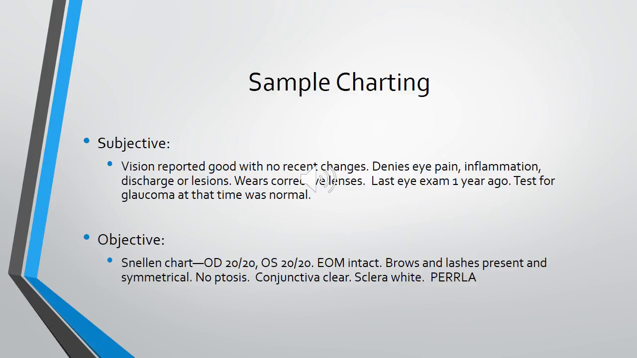And then you would summarize your assessment findings in your objective data. Snellen chart, OD 20/20, OS 20/20, that's right eye, left eye. EOM, that's extraocular movements, intact. Brows and lashes present and symmetrical, no ptosis. Conjunctiva clear, sclera white, and there's that PERRLA: pupils equal, round, reactive to light and accommodation.